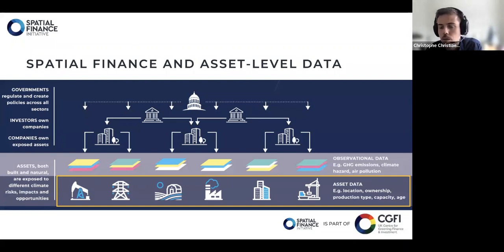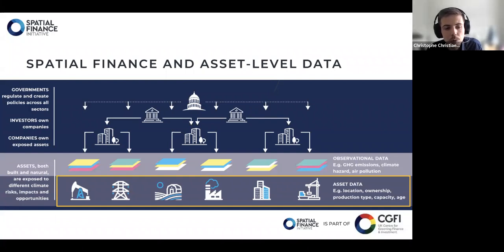I think we all appreciate or have understood the relevance of spatial finance or spatial approach or asset level data in this context, particularly for nature, where a lot of the impacts and risks and opportunities are extremely localized and very much context specific. So a good understanding of where your assets are, what's happening on the ground is extremely important to do any assessment properly.